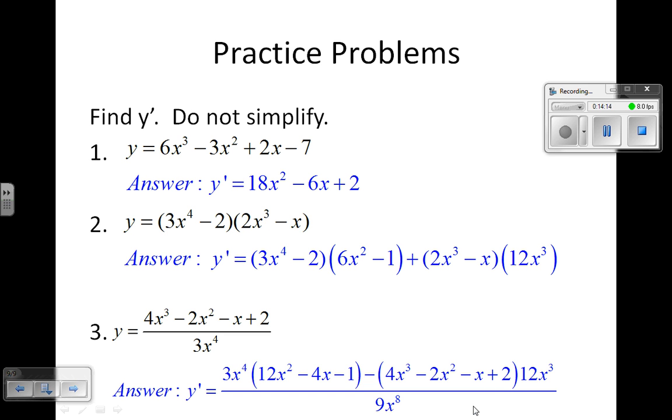Hope that made sense to you guys. Most of tonight's homework is just going to be straight up computation, practicing your skill at taking the derivative with these formulas.